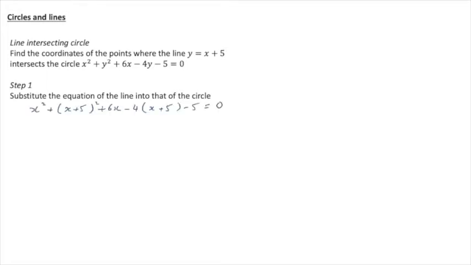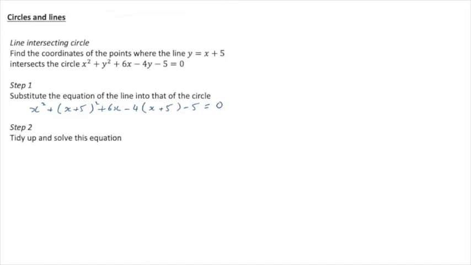So what that means is the y for the y squared has to be replaced by x plus 5, so that gives us x squared plus (x plus 5) squared. Then we've got our plus 6x, and then the minus 4y becomes minus 4 brackets (x plus 5). Then we've got take away 5 equals 0.